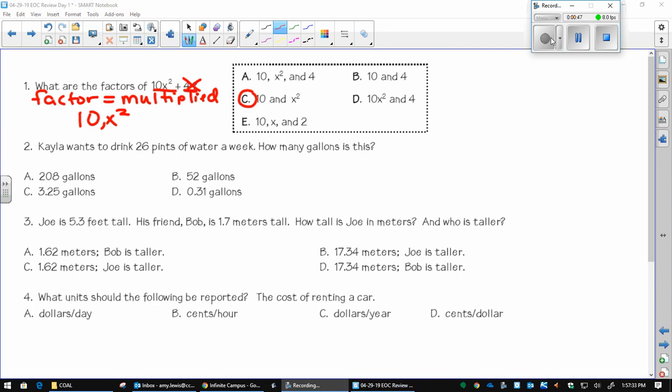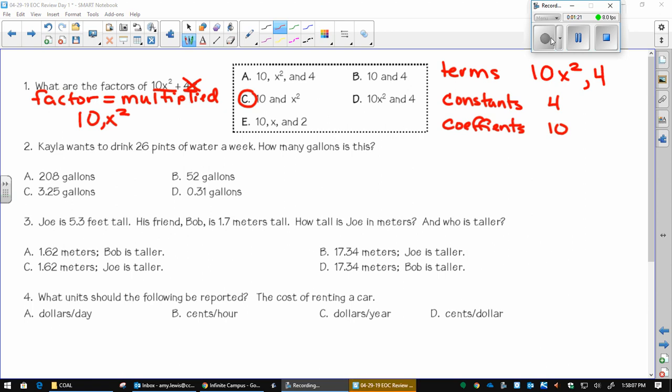If we were looking at terms, I want to remind you that terms are separated by a plus or minus. So our terms would be 10x squared, comma 4. Our constants are numbers that are by themselves with no variable. That would be 4. And our coefficients would be the numbers in front of variables. So that would be 10. So just a reminder of some vocabulary that we learned at the beginning of the year.